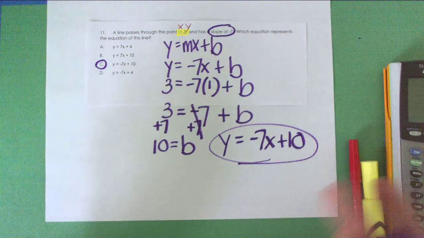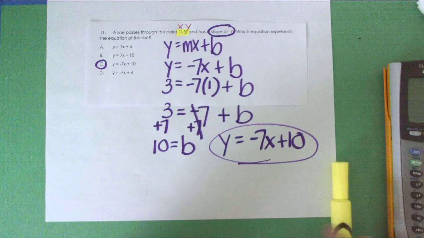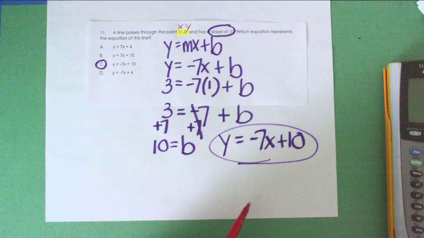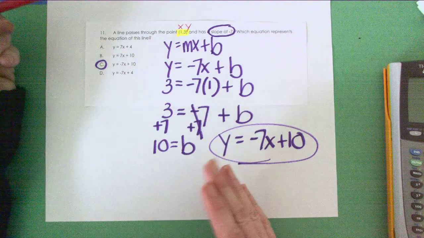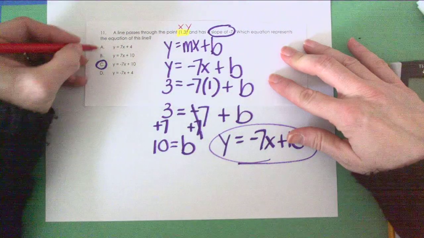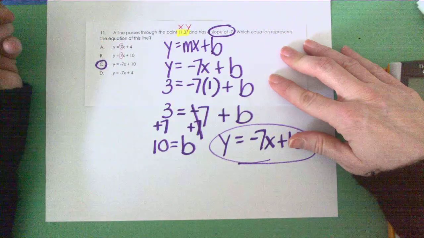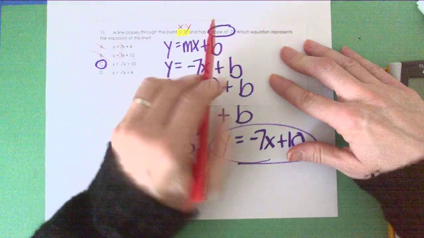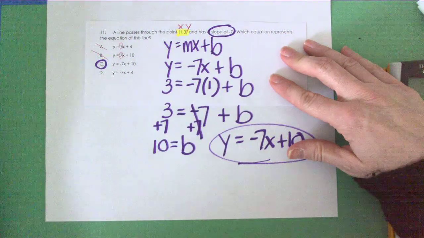Now, how could you have done this if you're a smart multiple choice test taker? Me personally, I always do all the work. It makes me feel better. But this is multiple choice, so let's think about it. Look at answers A and B. Here they have slopes of +7. Well, get rid of them. It told me the slope was -7. So now I at least have a 50% chance of guessing this right.